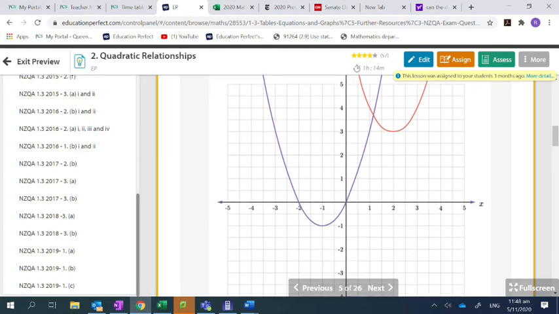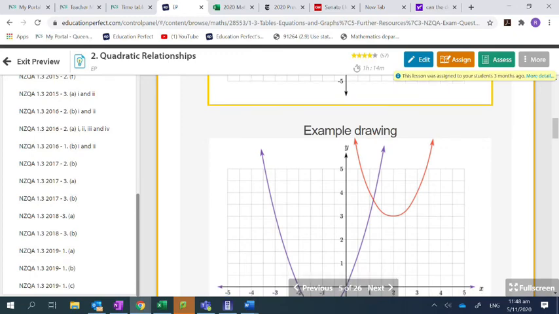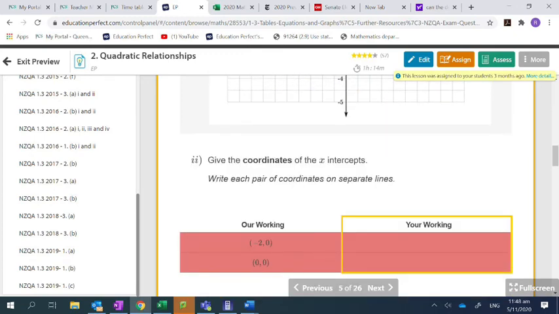There it is right there. The purple one. Now don't worry about the red one. That's what they're going to do to it in a minute. Give the coordinates of the x-intercepts. Write the pair of coordinates on separate lines.